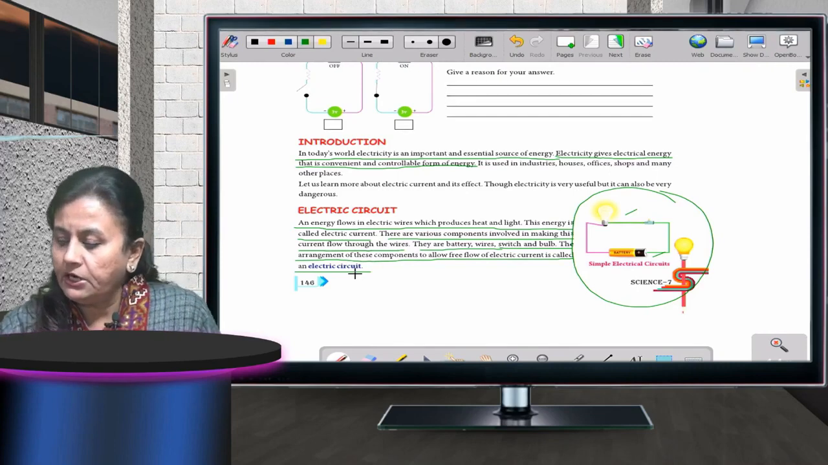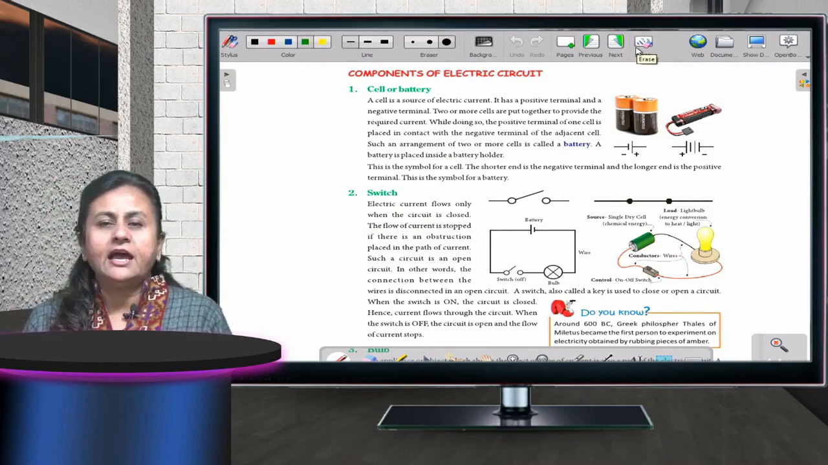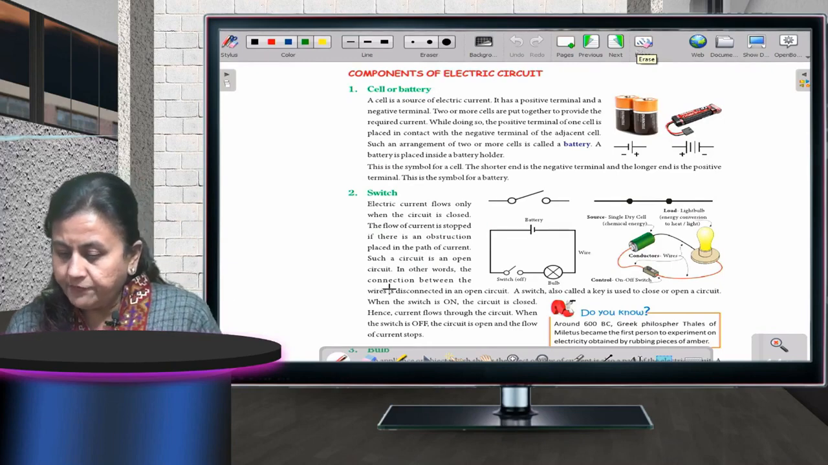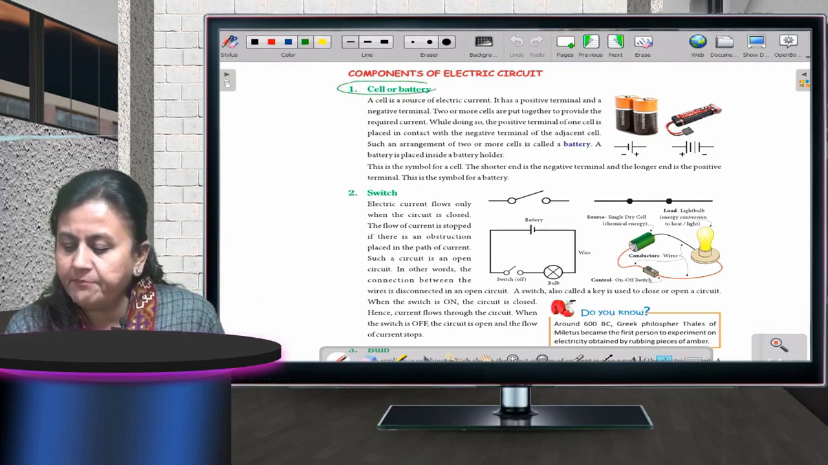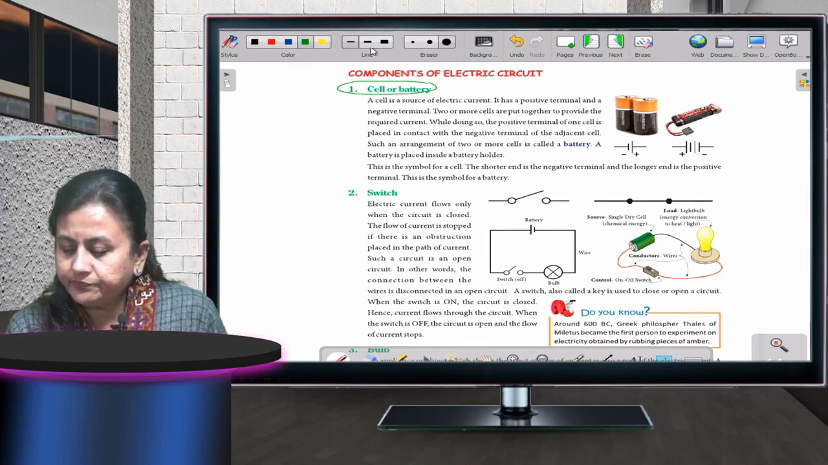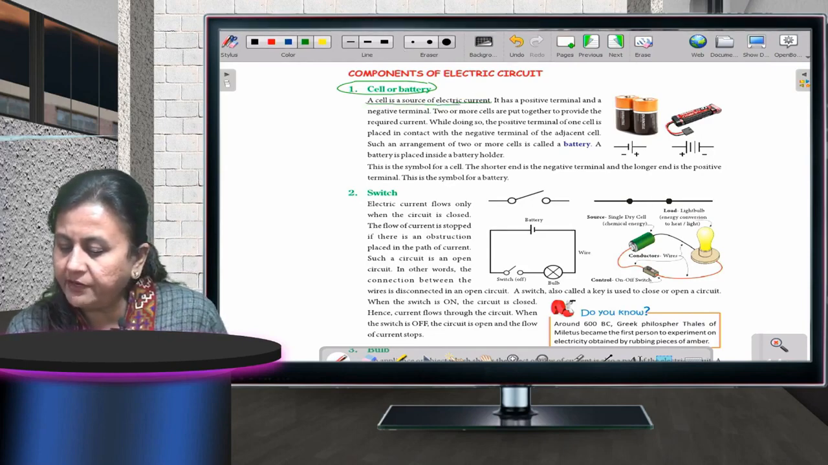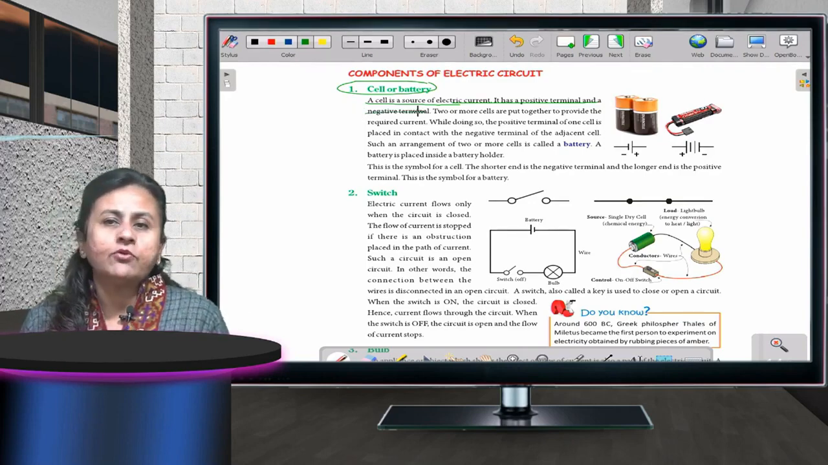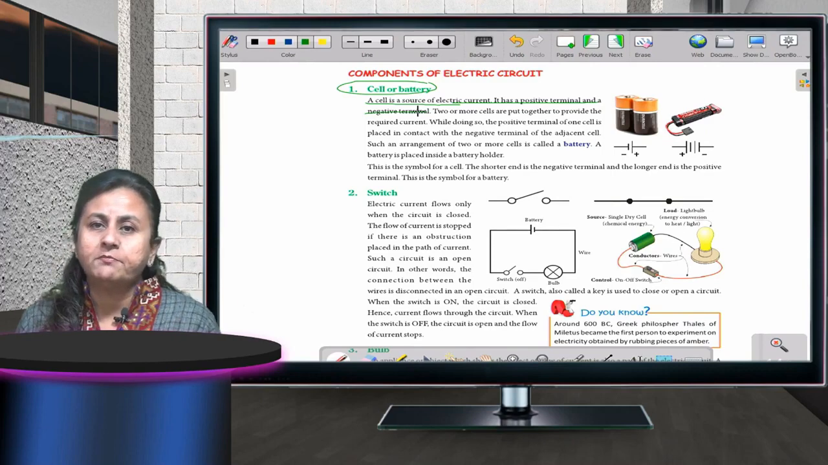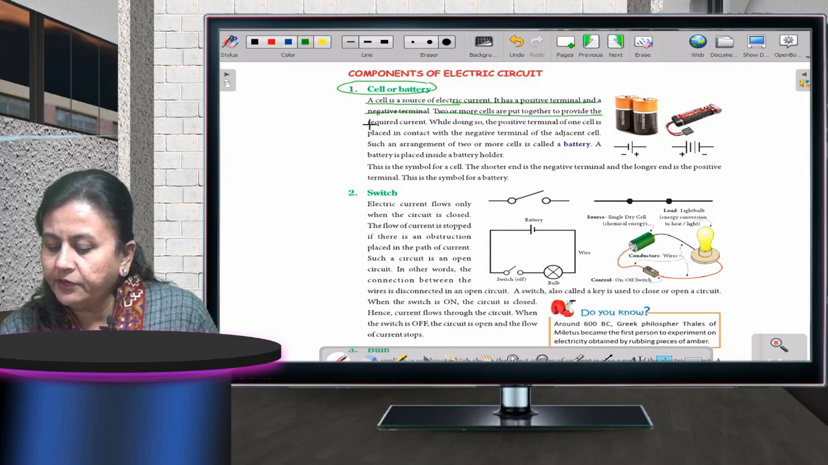Now moving to the next one. Components of an electric circuit, I'll tell you in detail now. First is the cell or battery, very important. A cell is a source of electric current. It has a positive terminal and a negative terminal. It is the main source of electric current and it has two terminals, one positive and the other negative.